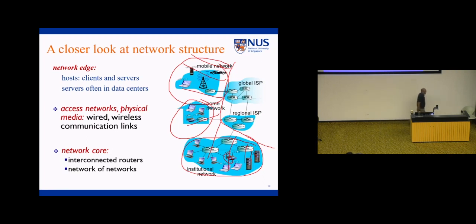And the edge of the network, again, consists of hosts and the media that they would use to connect. So hosts or clients would be phones, laptops, and so on, and even data centers. They're also at the edge, and you would consider them as clients. And in terms of the access network and the physical media, they can again be wired, wireless links, and so on. And the network core is just an interconnection of routers.